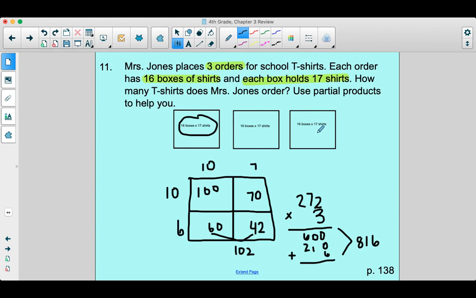Now, because Speckles was not behaving herself, I'm going to make sure I got it right. So check my work. Okay, 816 shirts.